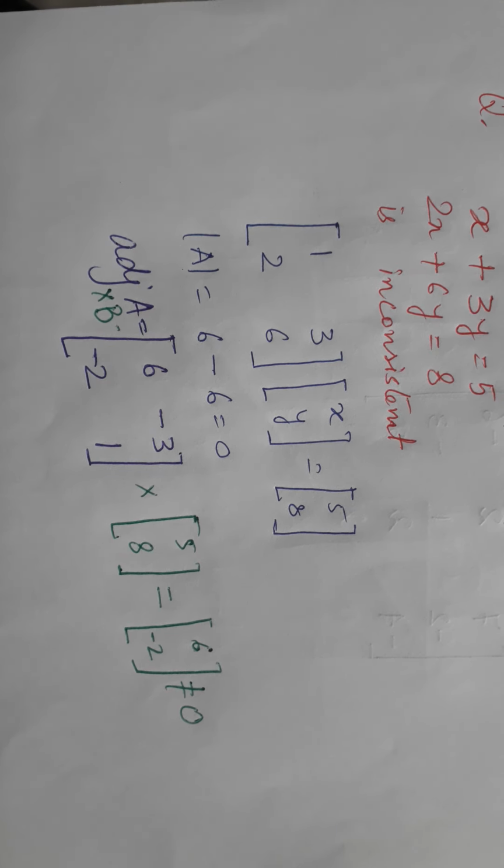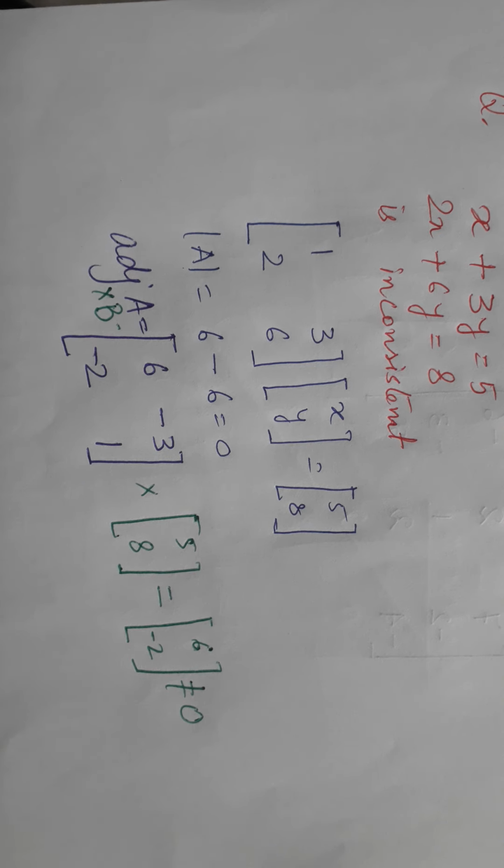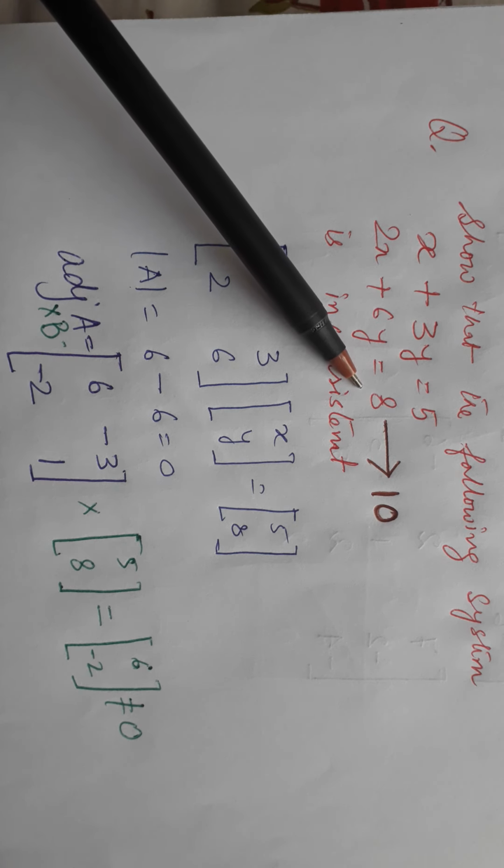Now if we multiply the coefficient matrix with the adjoint matrix, we are getting 6 and minus 2, which is not a null matrix. So therefore this system of linear equations is inconsistent. But if I replace this 8 by 10, let's see what happens then.